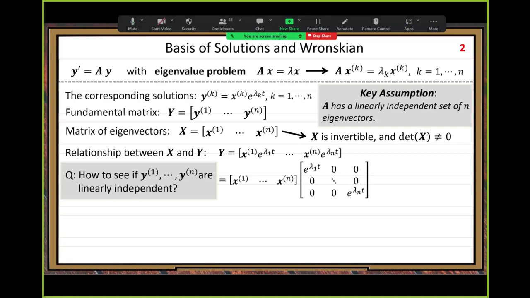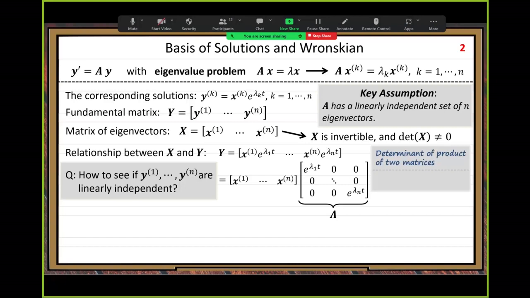Here we're writing this diagonal matrix using the eigenvalues, the E functions. Here, I want to introduce a capital lambda. Capital lambda represents this diagonal matrix. So the X matrix multiplied by the lambda matrix equals the Y matrix. That's the relationship.